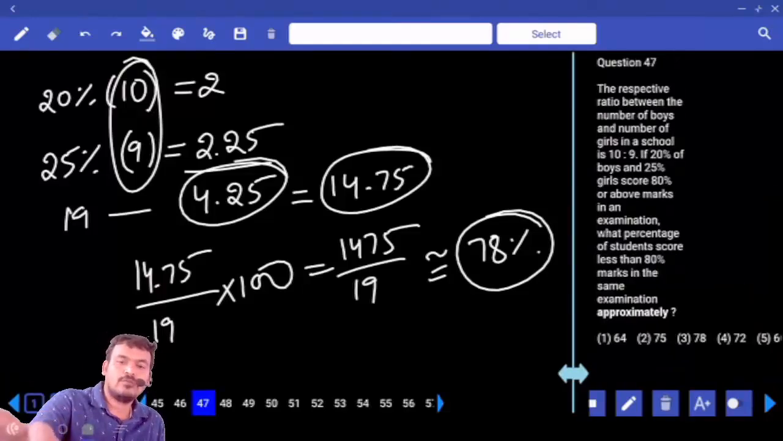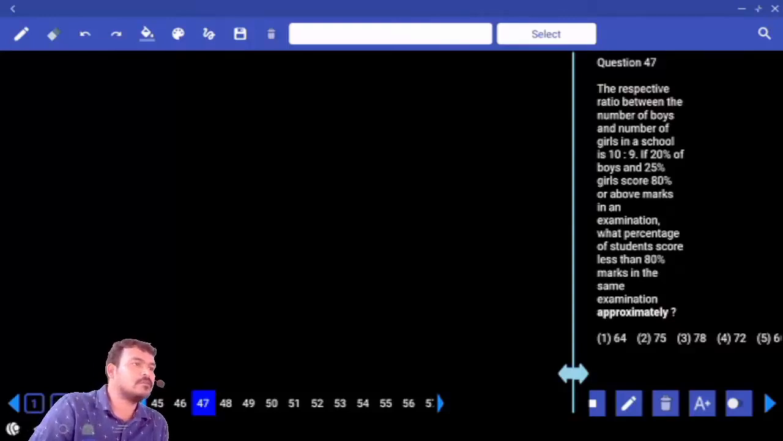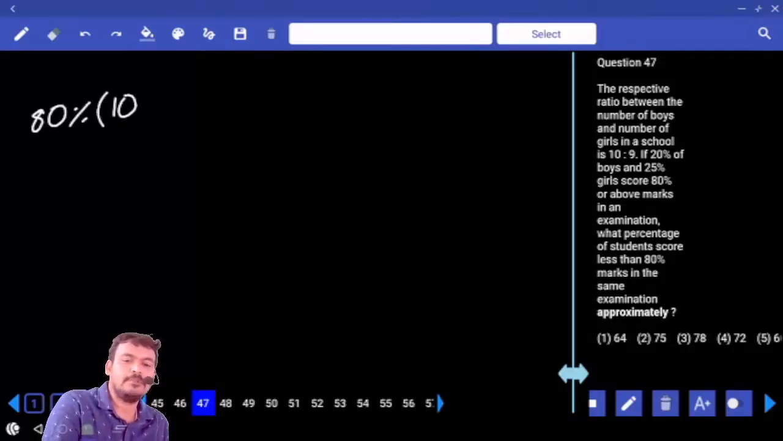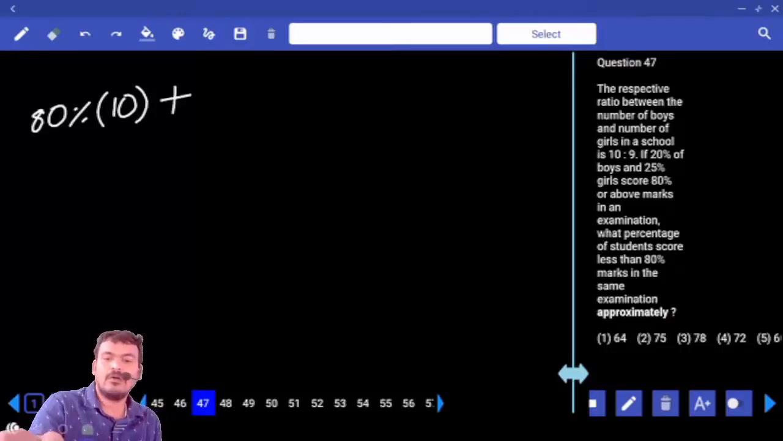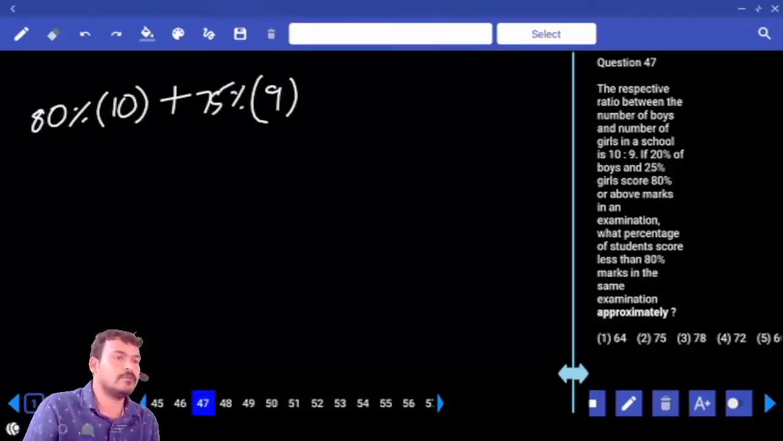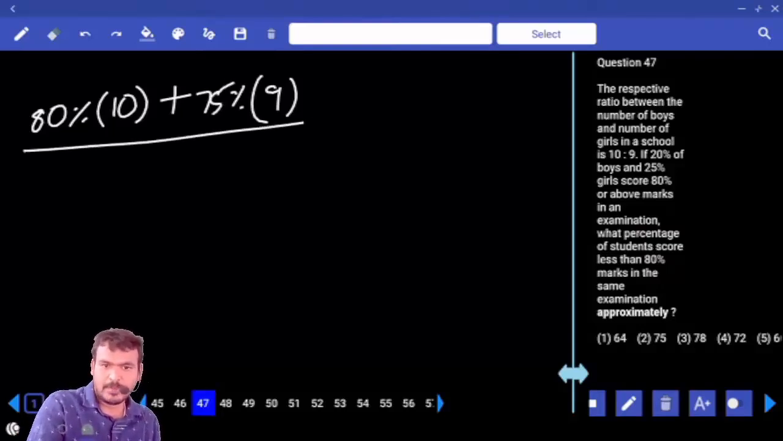Complete. Out of 10 parts, how much percent? 20%. Out of 10 parts, 20% means remaining are 80%. 80% of how many parts? 10 parts. Plus out of 9 parts, how much percent? 25% is given. What is the remaining percent? 75% or not? Okay. Divide by 19. That is the answer.